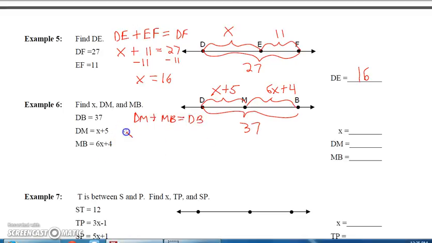Well, what's DM? X plus 5. What's MB? 6x plus 4. And what's DB? 37.